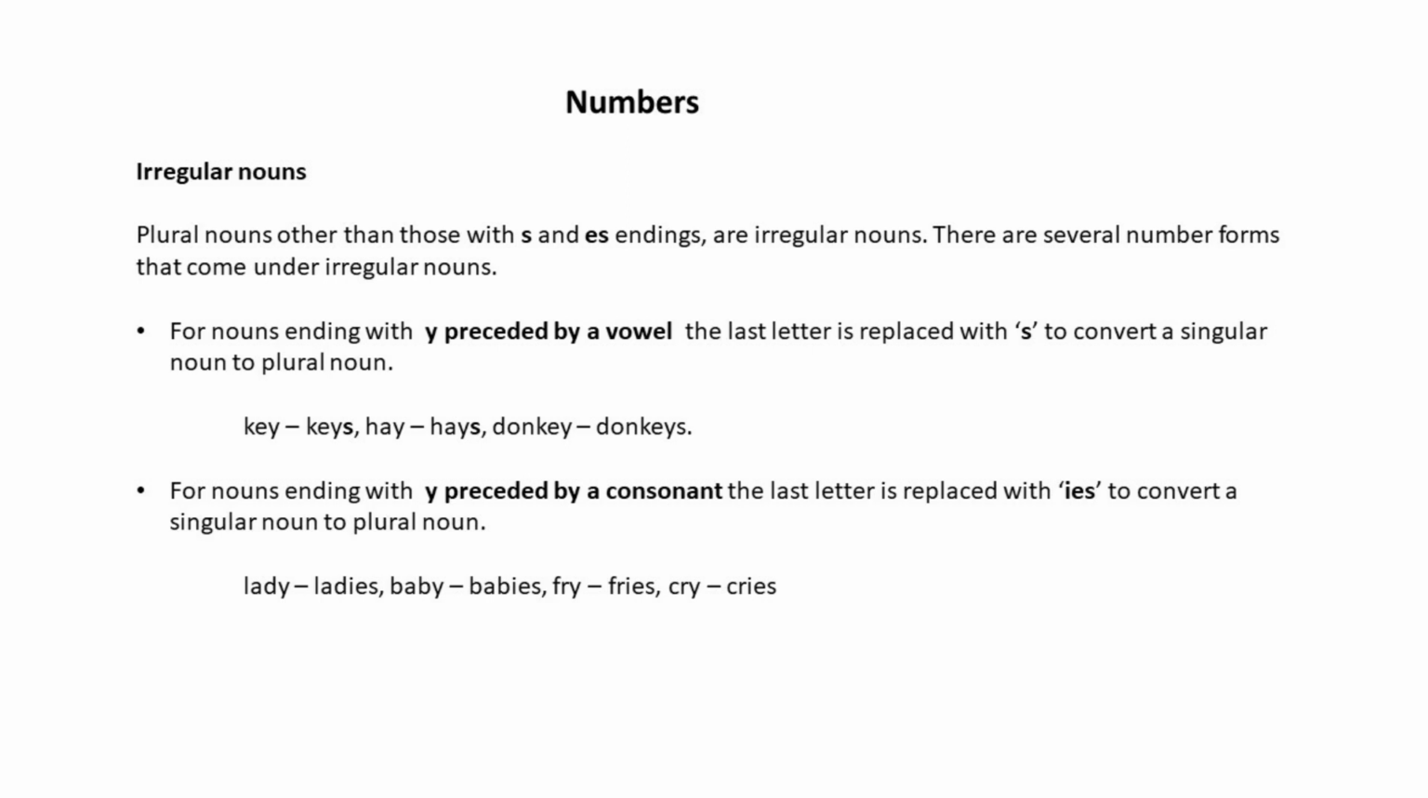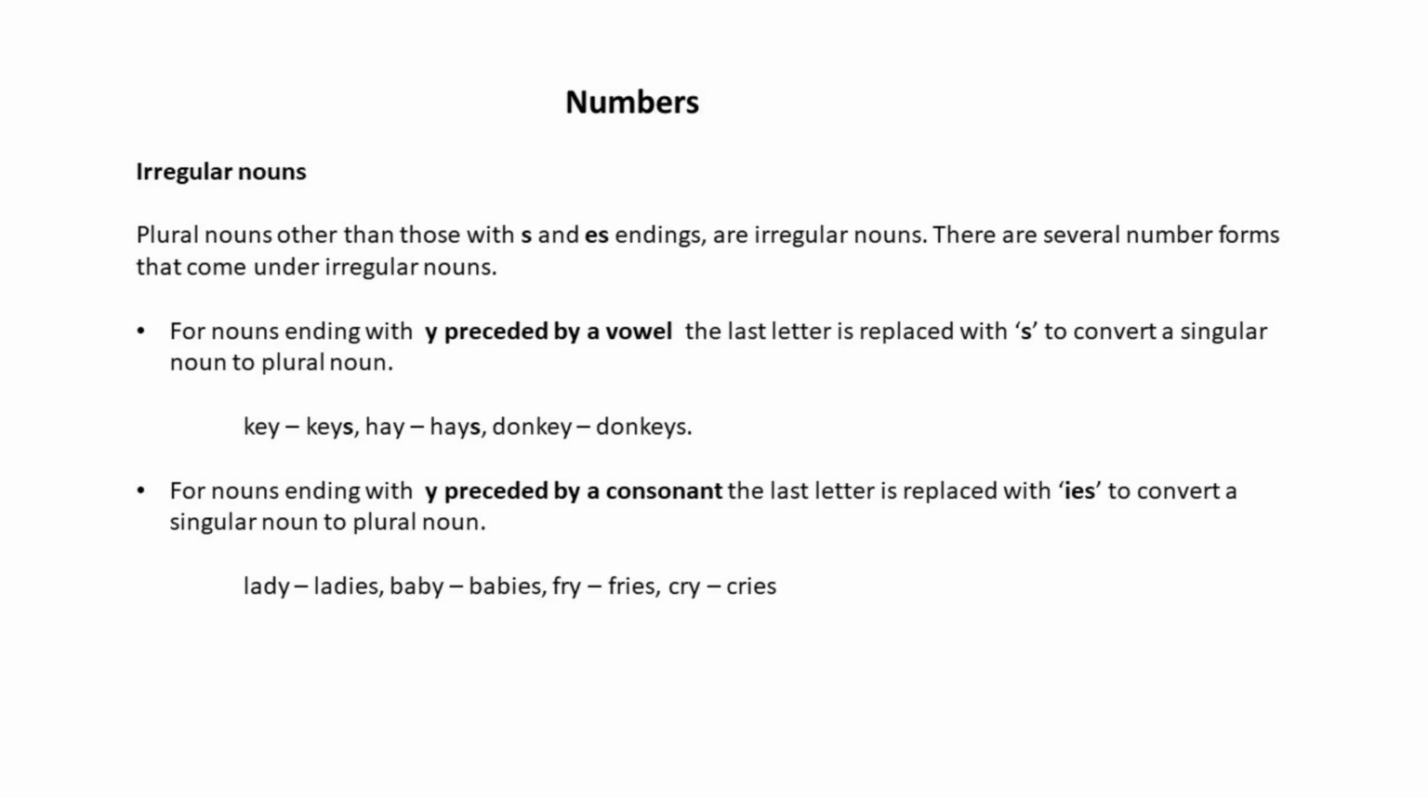Similarly is the case with the words hay and donkey. In both nouns, the word ends with the letter Y and the letter preceding Y is a vowel. So the plural forms of these nouns will be hays and donkeys respectively.